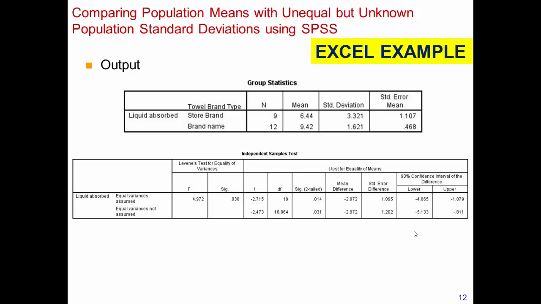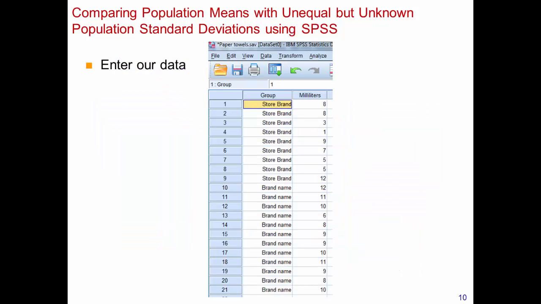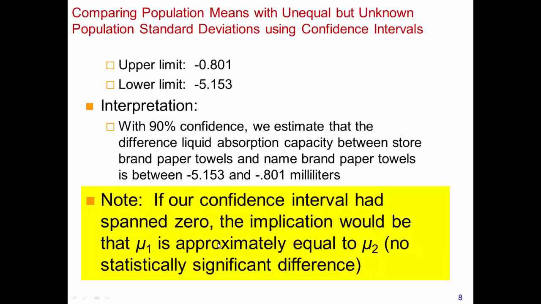And again, if you go back a couple of slides, we have that note that if our confidence interval spans 0, what that means is that mu1 is approximately equal to mu2. In other words, the mean liquid absorption capacity of the store brand paper towels is roughly equivalent to the mean absorption capacity of the brand name paper towels. So there's no statistically significant difference.